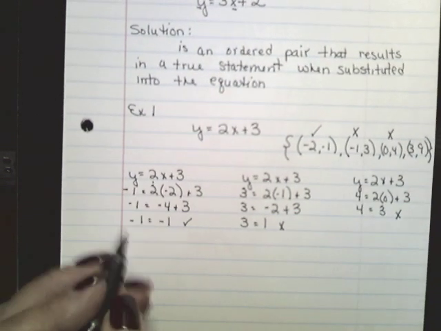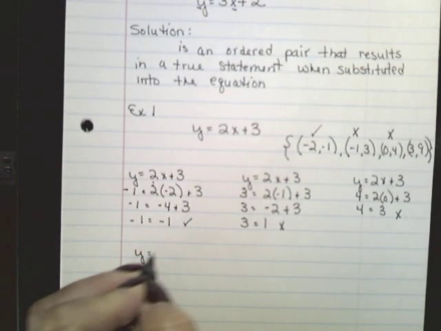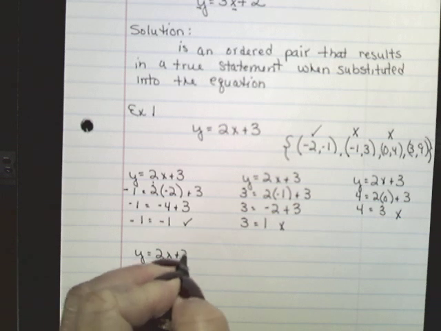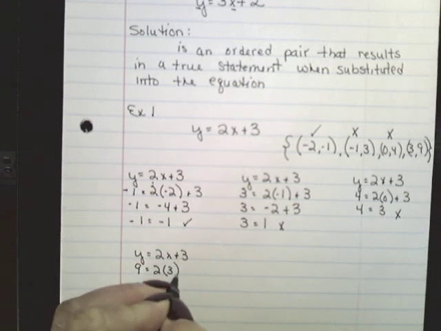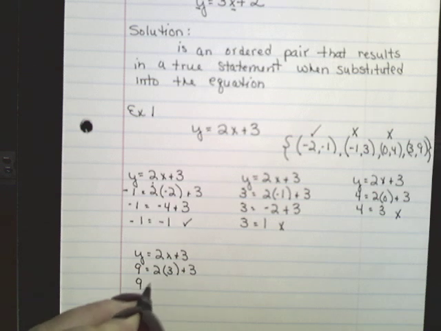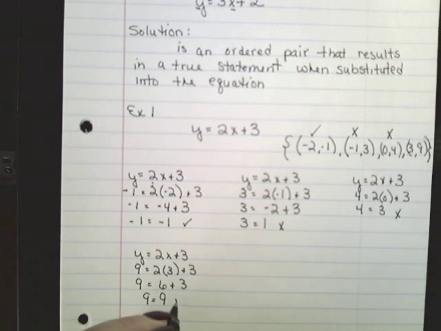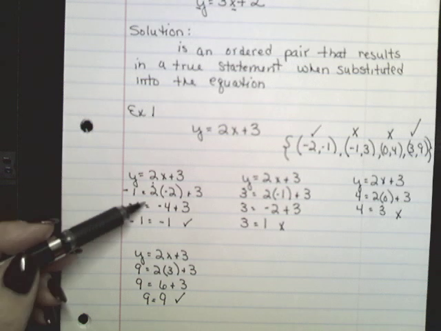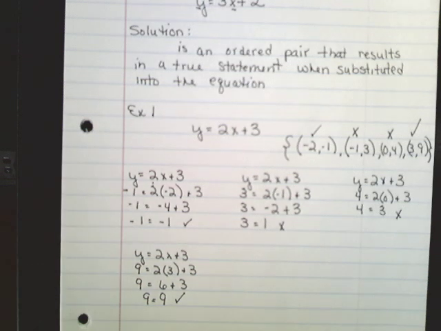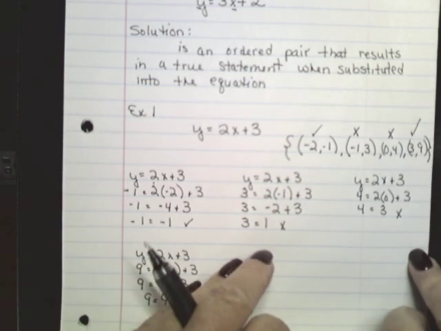And then the last one would be (3, 9). So y equals 2x plus 3. 9 equals 2 times 3 plus 3. 9 equals 6 plus 3. 9 equals 9. So that is. So those two with the check marks, those two ordered pairs satisfy that equation. Okay, so now let's go on to example 2.